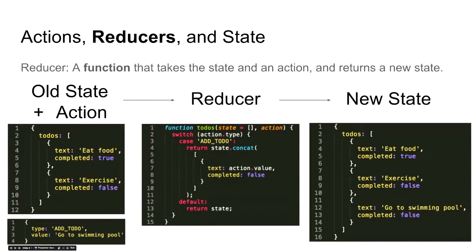So in the case of adding our new to-do, we take our existing list and just concatenate a new to-do object. And all of that information is included inside of the action object. So in the case of passing in our go-to swimming pool value here, we just set that as the text, and by default, we're not going to mark these as complete. So if we pass in these 2 parameters to this reducer, this will be our new state output. We'll have our new object go to swimming pool, and our default value will be false for completed.